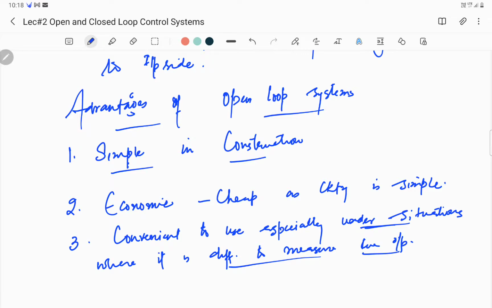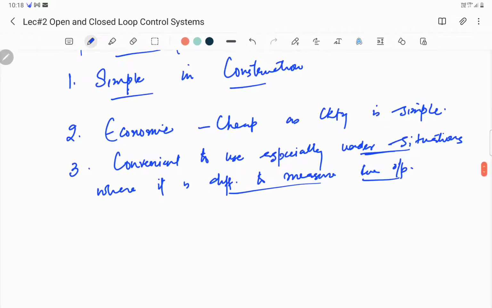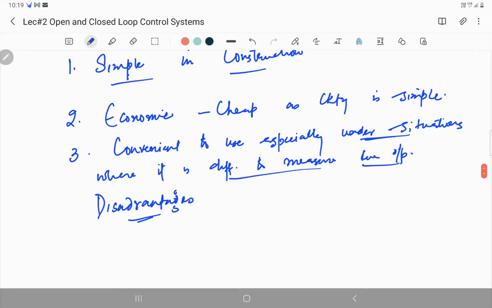Say, for example, we are to measure the temperature within a furnace, and naturally it will be difficult for us to put sensors within the furnace. But since in an open loop system there is no concern of measuring the output, it is very convenient to use. Of course, there are certain disadvantages, because with convenience come disadvantages. So there are certain disadvantages of these open loop systems.